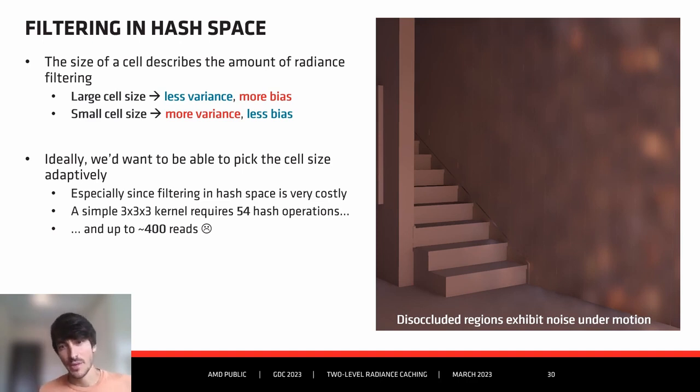Ideally, we'd like to be able to pick the cell size adaptively, and that's because filtering in hash space can be very costly. We tried simple 3x3x3 kernels, which is kind of the minimum you can do. And this already requires 54 hashing operations and potentially up to 400 reads due to all the linear probing that needs to take place. And it ends up really expensive.